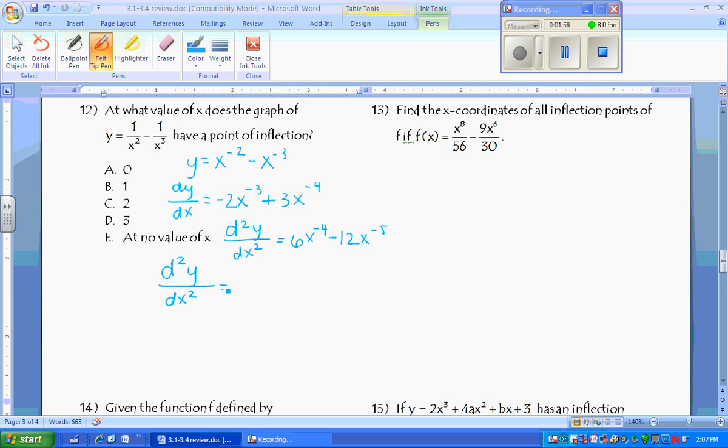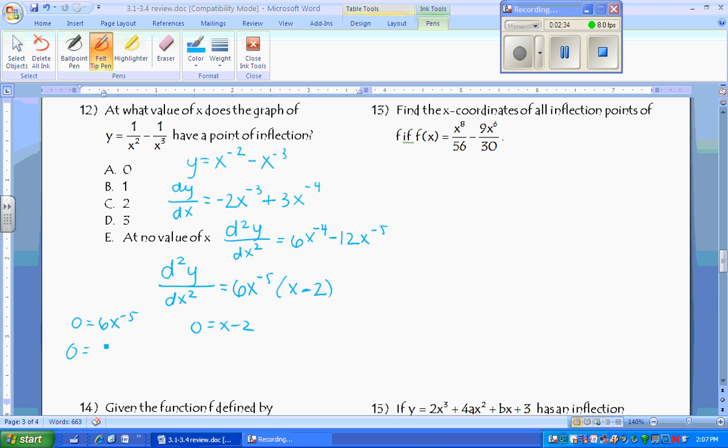So you take out a 6, and x to the negative 5th, because that's the lowest. And then negative 4 minus negative 5 equals 1, so you're just left with an x. And then when you take out the x to the negative 5th, you get negative 12 divided by 6, so that's minus 2. Now it's much easier. So you'd set 0 equal to 6x to the negative 5th, and you'd set 0 equal to x minus 2.